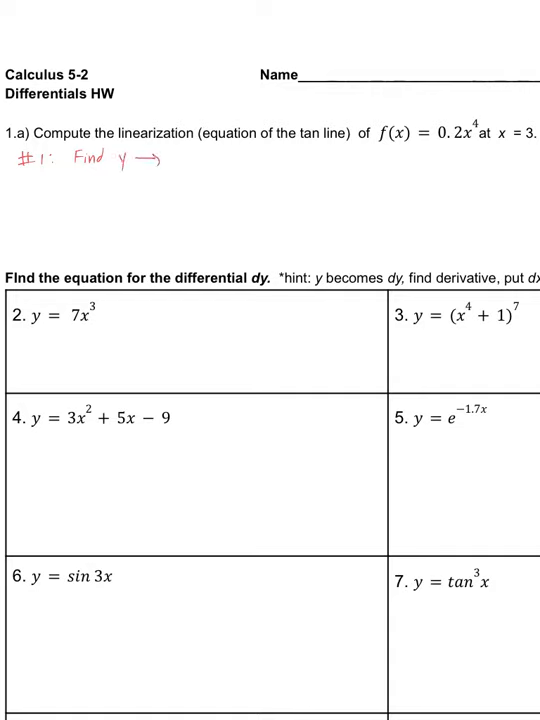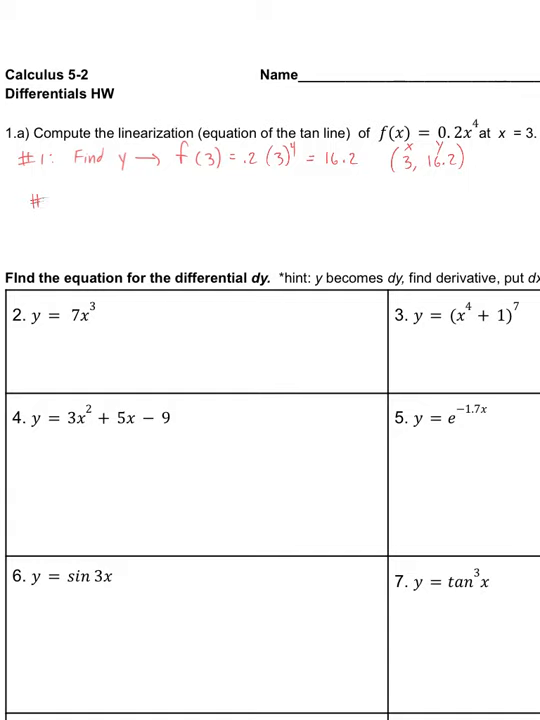So we are going to use the original function. We want f of 3. Plug in our given x value into the function. I would use your calculator table. When you input 3, you get 0.2 times 3 to the fourth, and that gives you a y value of 16.2. So now our x is 3, and our y value is 16.2. So we have an x and a y.